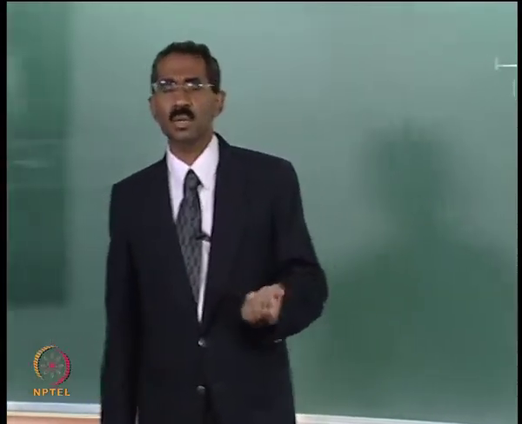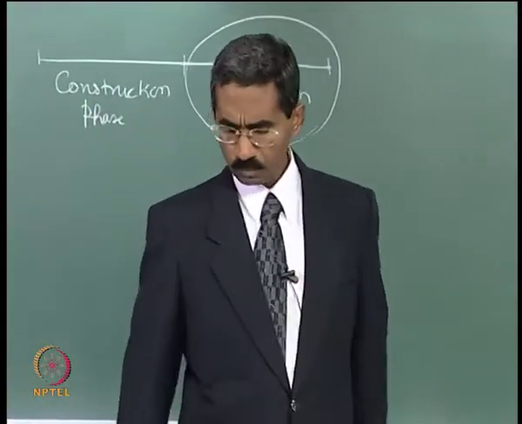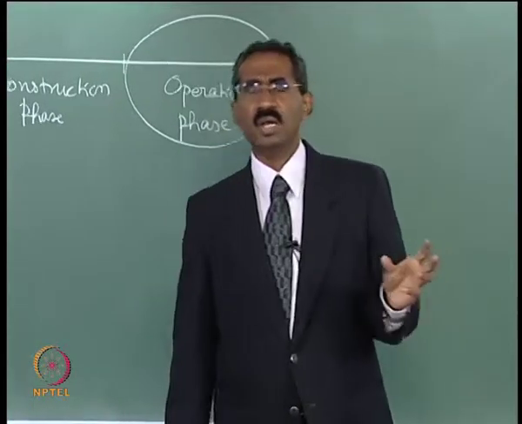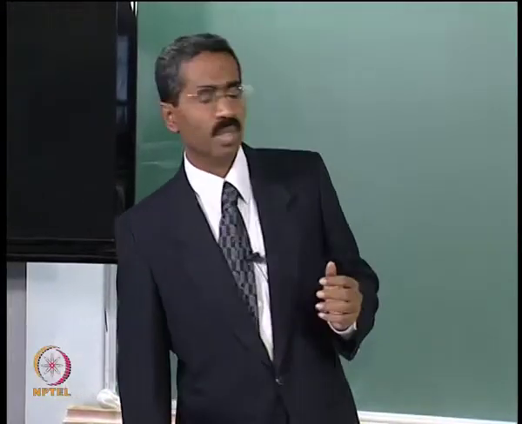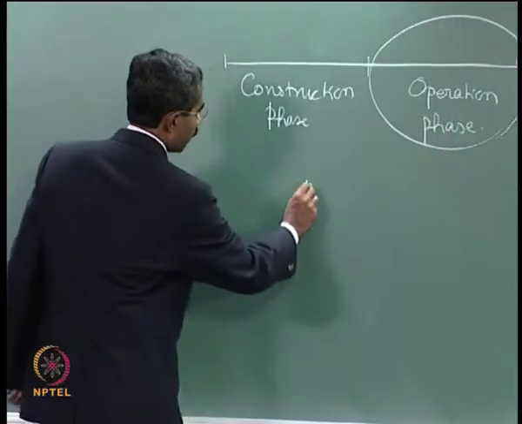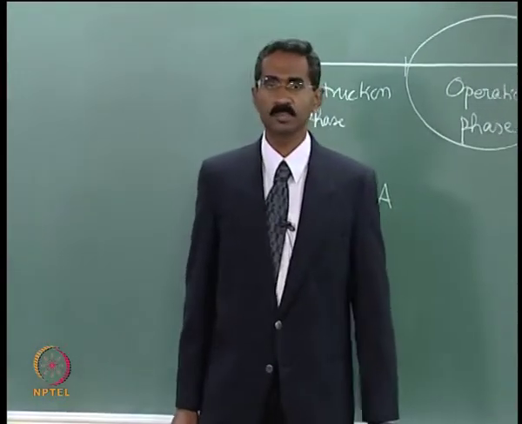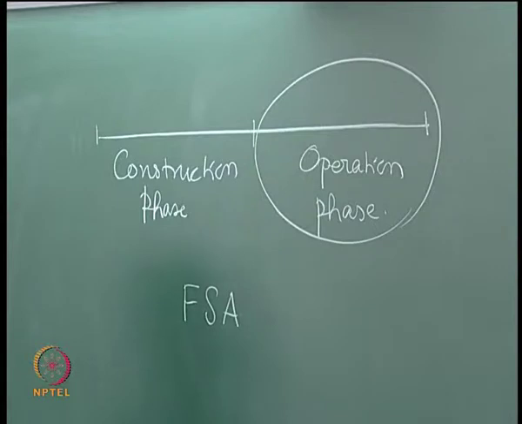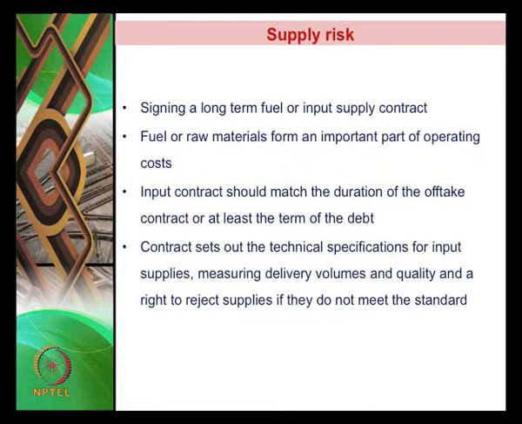So how is it mitigated? What kind of mechanisms do we use to mitigate it? One way of mitigating the supply risk is to sign a long-term fuel or input supply contract. A long-term fuel supply contract is also called a fuel supply agreement, FSA, in the case of the power sector. There could be other raw materials, and whenever they are involved, it could be an input supply contract, like we talked about crude petroleum for a petroleum refinery.